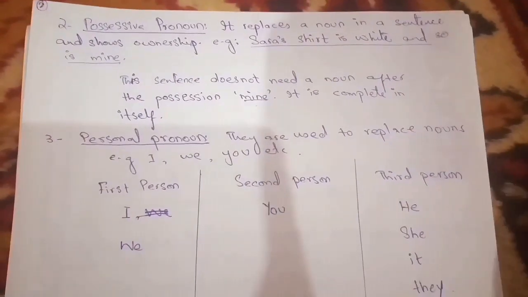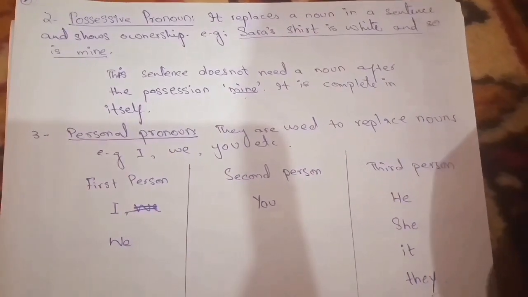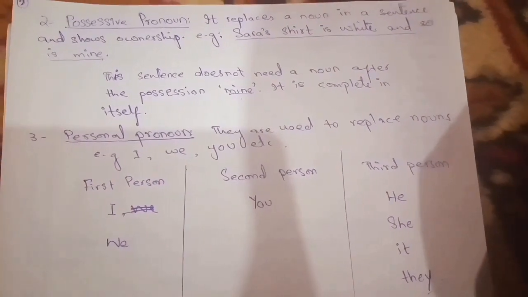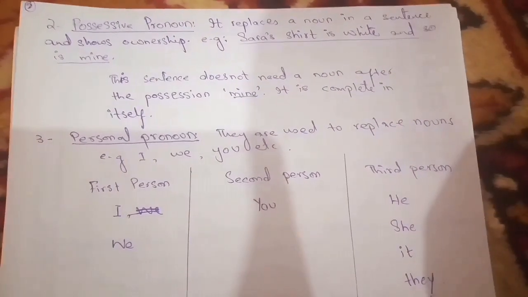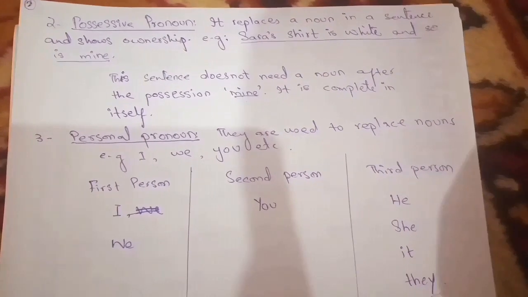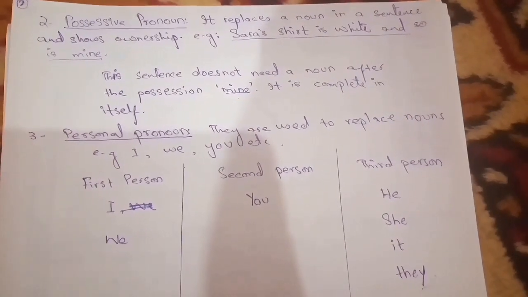Number 3 is personal pronoun. They are used to replace nouns. For instance, I, we, you, they, he, she. They all are personal pronouns. So what are the first person pronouns? There are three persons. First person pronoun, second person pronoun, and third person pronoun.